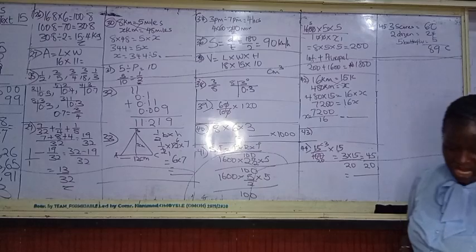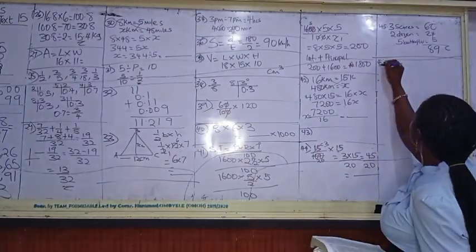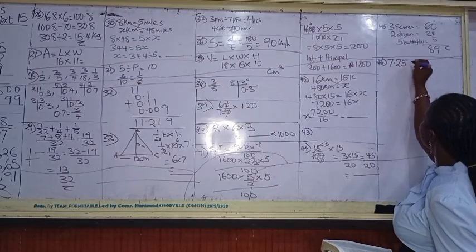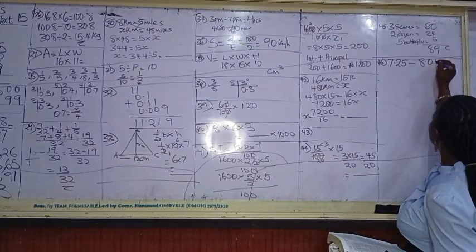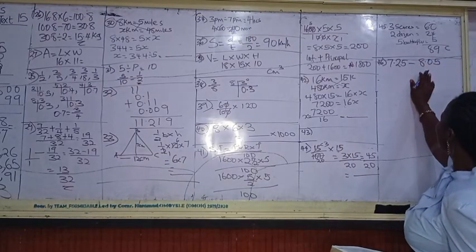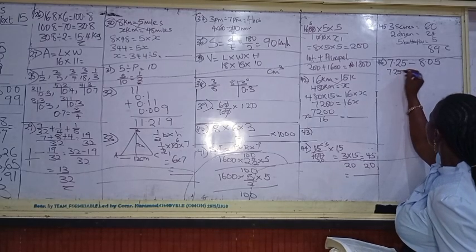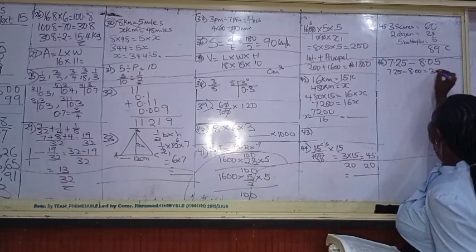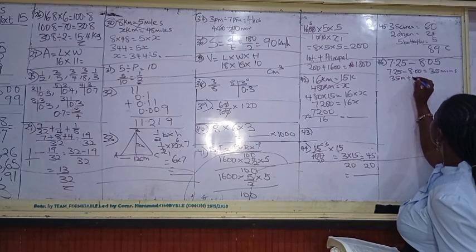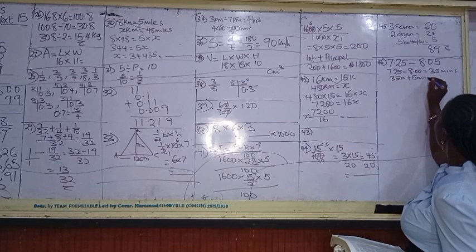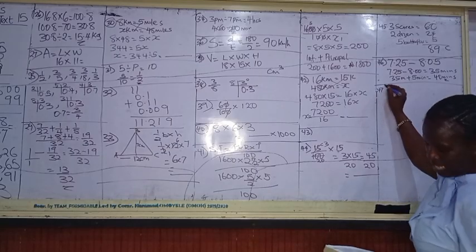Number 46 question. If Ado left home for school at 7:25 and he arrived at 8:05, between 7:25 and 8 o'clock, that is 35 minutes. So that will be 35 minutes plus 5 minutes, which is equal to 40 minutes. So our answer there is 40 minutes.